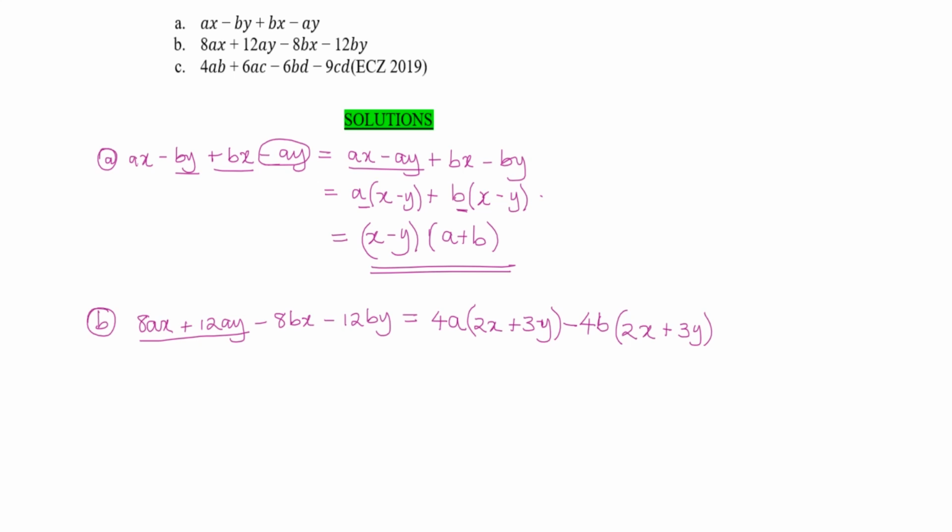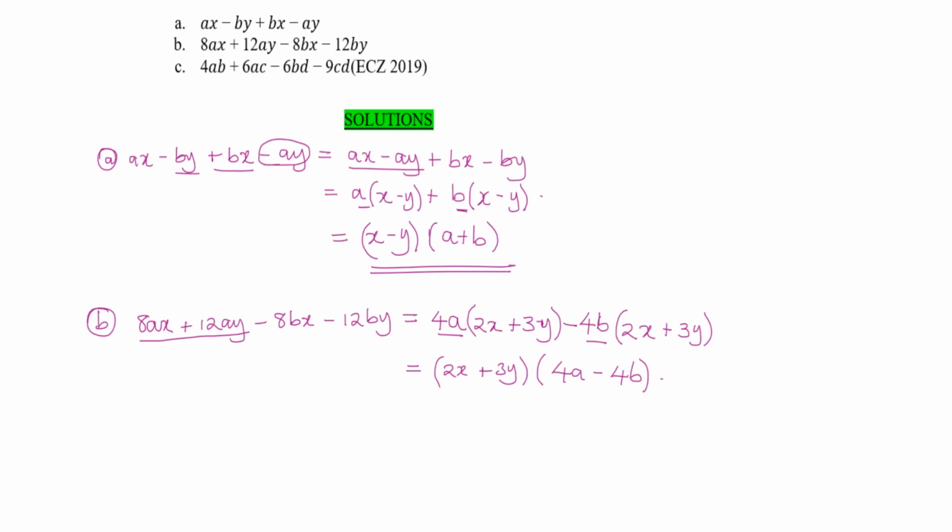Okay, when we check what is in the brackets, it should be the same, so we'll get just one of them. Say 2x plus 3y, and outside the brackets we have 4a minus this one, 4b.